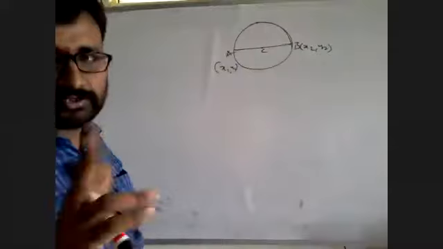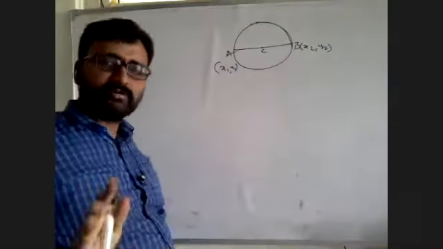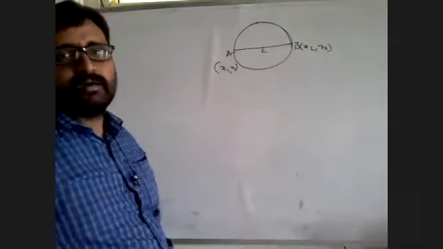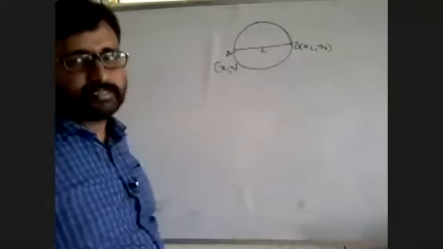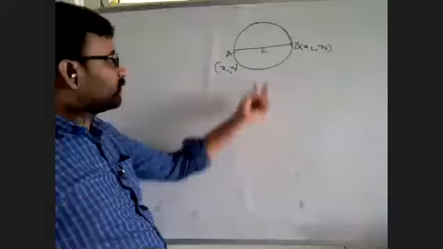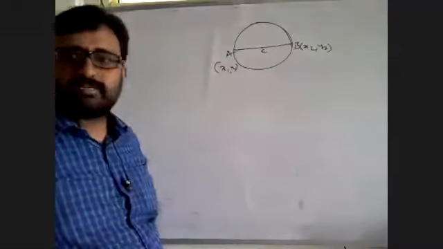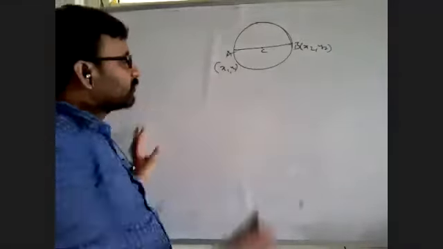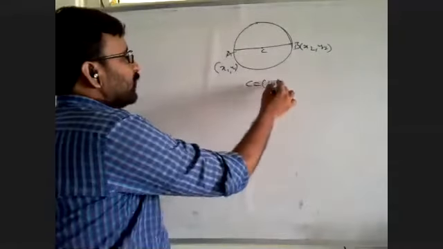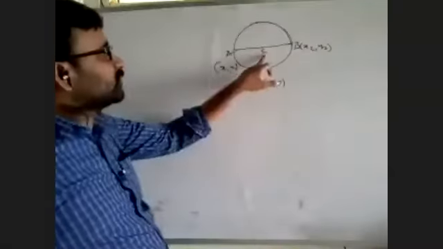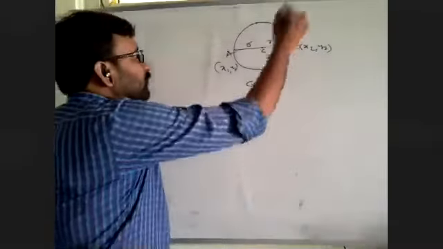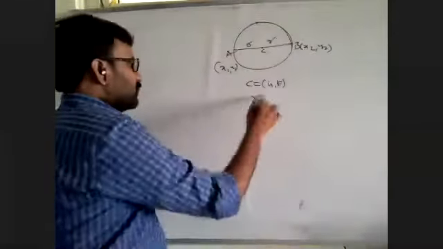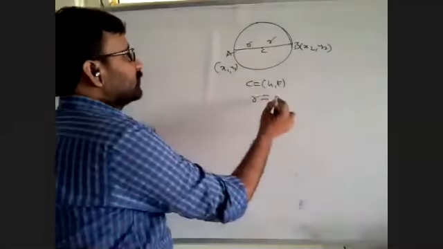Here we can solve in two ways. One way is without using the formula. First find the midpoint of AB. Midpoint of AB is C, that is the center H comma K. After finding the center H comma K, find the distance from C to B or C to A. That is nothing but the radius.